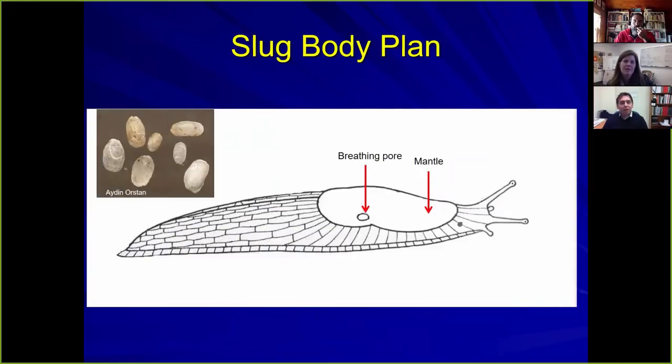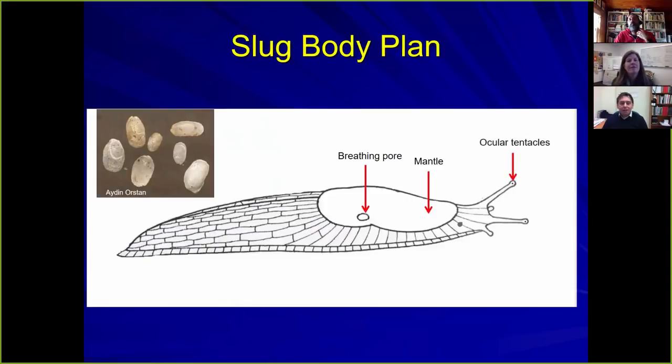If any of you are ever taking photographs of slugs to get them identified by an expert, it's really important that you take a photo of this right-hand side of the slug, because the position of the breathing pore and other fine details on the mantle help us identify different species.